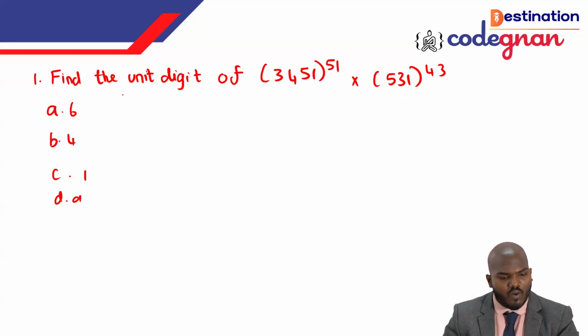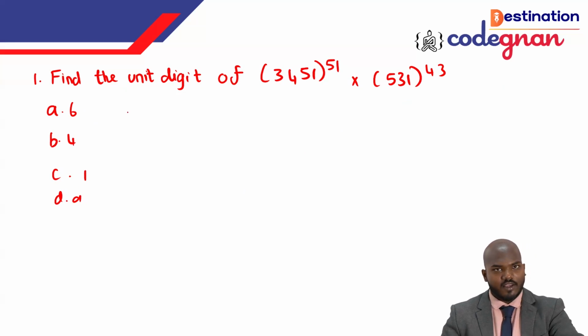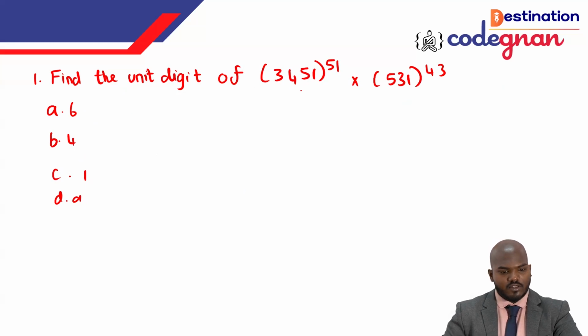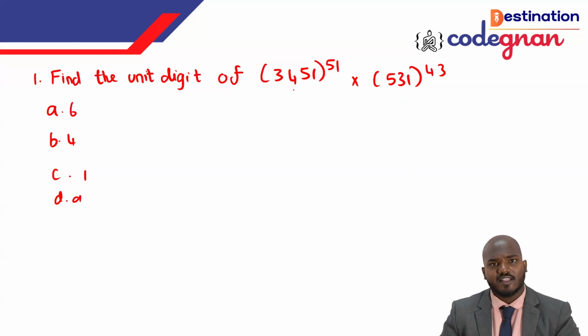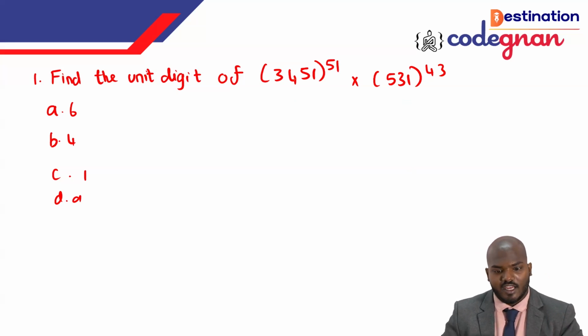Let's see how to get the value. Very simple, you are not going to do anything complicated. I told you the same thing we explained last time, and the same thing you do here. Take 3451 and its last digit, which is 1. Here also, the last digit is 1.